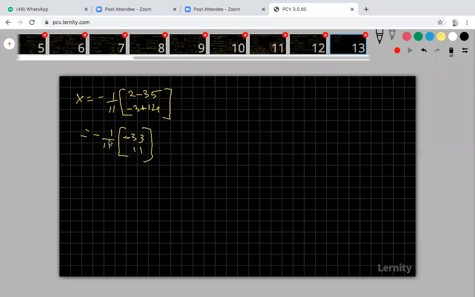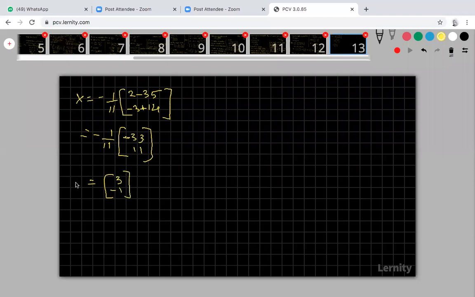So now multiply this minus 1 by 11 inside, minus minus cancel, 33 by 11. So minus cancel, you will get 33 by 11. 33 by 11 is 3 only. And 11 by 11 is 1, but minus is there. So therefore we will get minus 1.